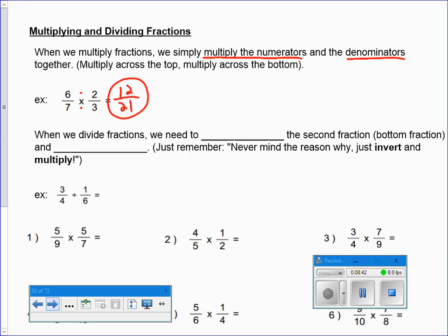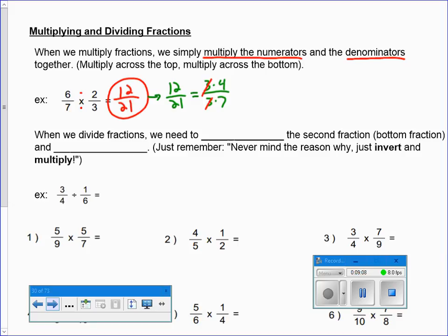Now, one thing you're also going to have to do when we get to the test is simplify. So you're going to have to look at this fraction and see if you can simplify it at all. Are there any common factors you can take out? Any numbers that multiply up to both 12 and 21 that we can get rid of? In this case, we can take out 3, because 3 times 4 is 12, and 3 times 7 is 21.